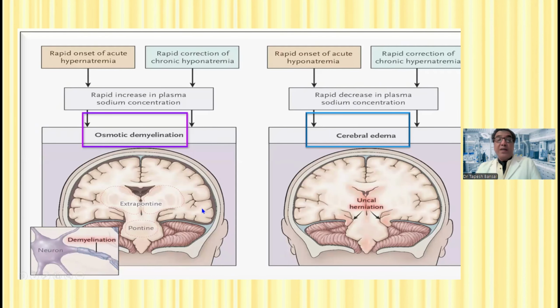So this is rapid correction of chronic hyponatremia. Anything more than 48 hours is chronic hyponatremia, and it leads to osmotic demyelination. In osmotic demyelination, the oligodendrocytes get damaged first. They are the most vulnerable, and they are the ones responsible for laying the myelin sheath on the neurons. There is demyelination once they get damaged.